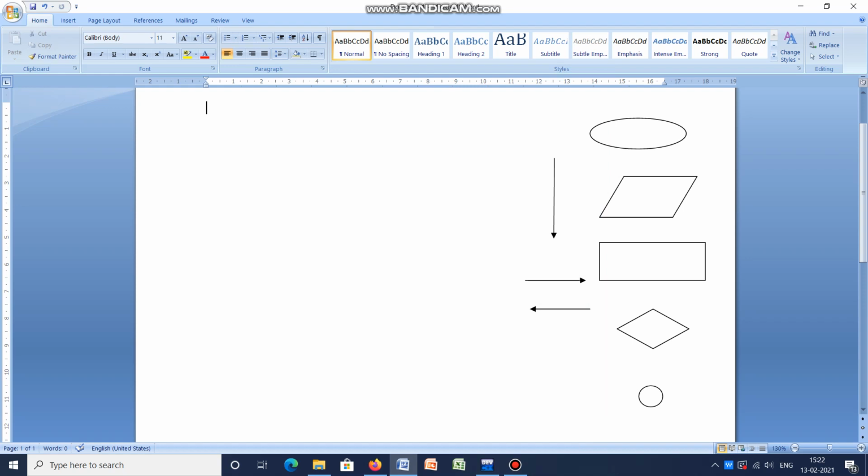So here we are again to understand flowcharts. On the other day, if I would have been in the college, I would have shown you with my handwriting. But today I have to show things on the computer itself.